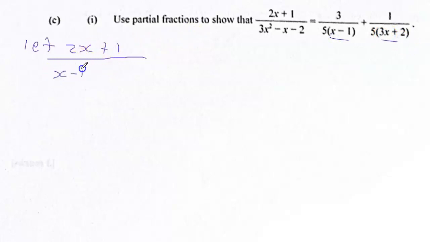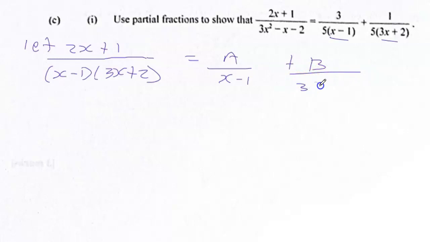We end up with (x minus 1)(3x plus 2). And of course, you can do a quick expansion just to ensure that we factorized the quadratic correctly. So we let it be equal to A over the factor x minus 1, and B over 3x plus 2. So our job is to prove that A is 3/5 and B is 1/5.